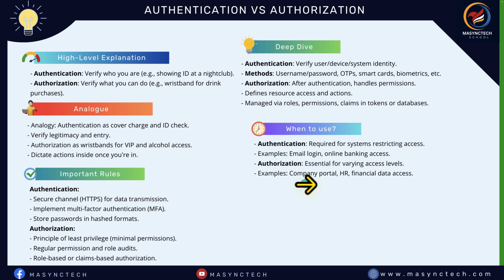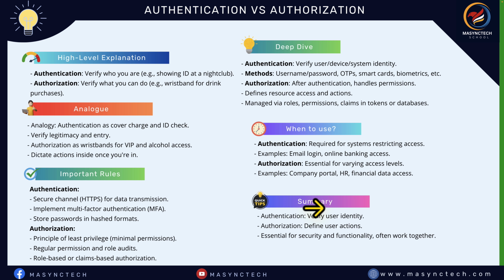Now, let's observe these best practices. For authentication, always use secure channels, and that is HTTPS, for transmitting authentication data. And try to implement multi-factor authentication for added security. And passwords should be stored in hashed format. And for authorization, apply the principle of least privilege. And that is, give users only the permissions they need. And also regularly audit permissions and roles to ensure they are up to date. And use role-based or claims-based authorization for better maintainability.